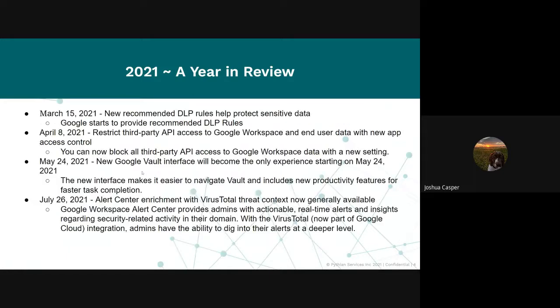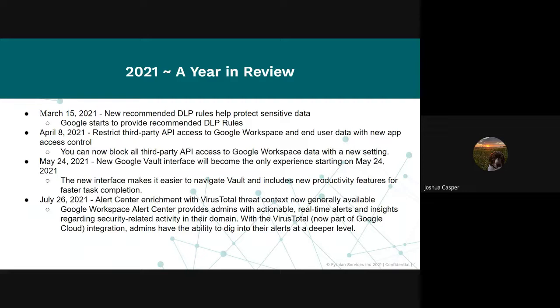So here's just a few. This slide and the following slide are just where I've basically pulled some interesting tidbits of information. There's no rhyme or reason here. On March 15th, new DLP rules came out. On April 8th, Google made some changes to API access and what was printed off in that particular area.